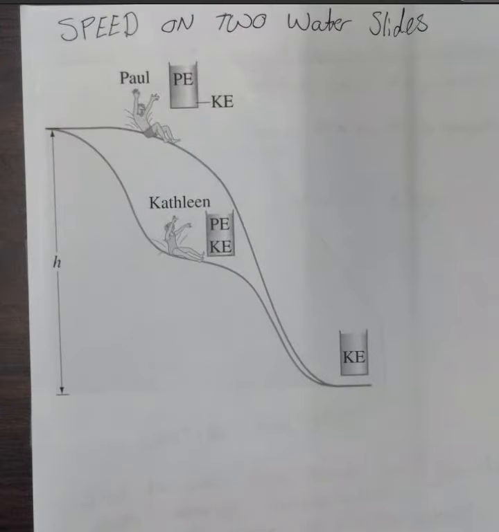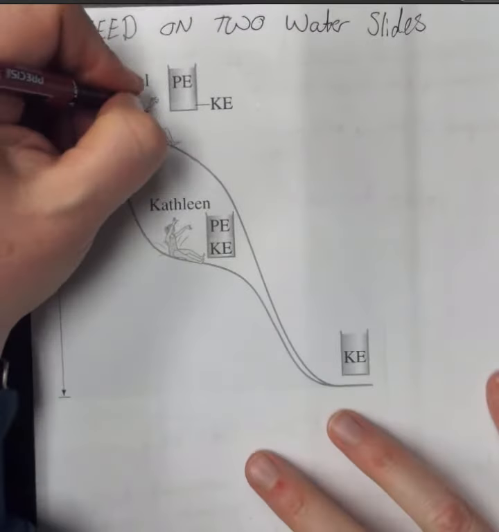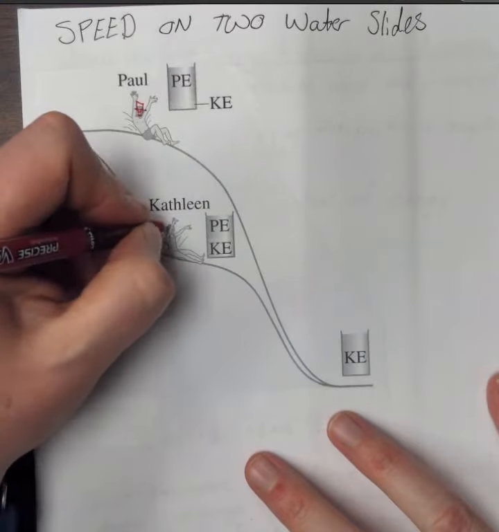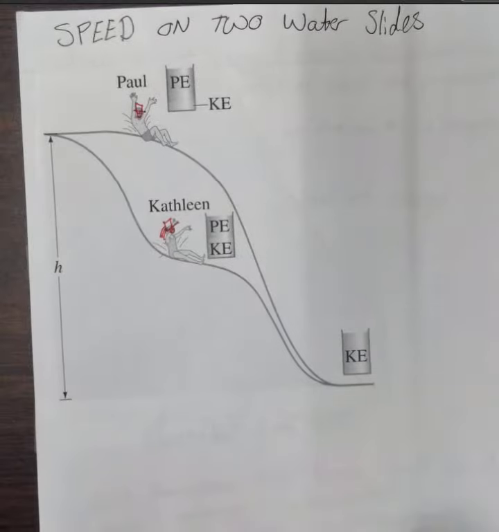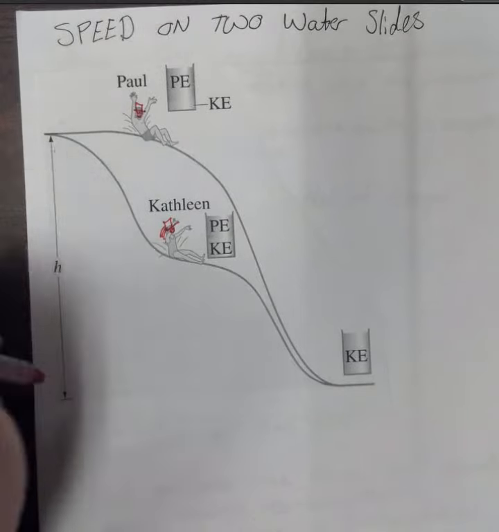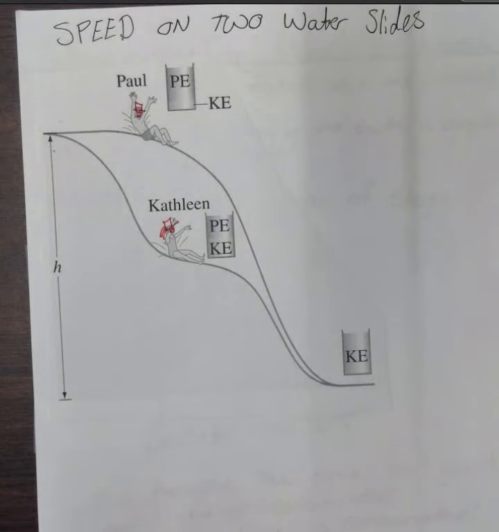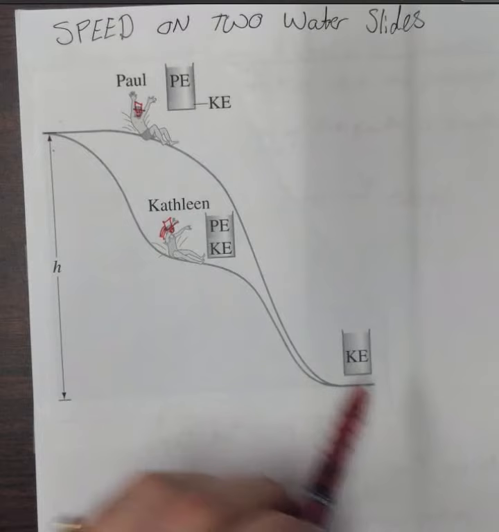So let's look at a conceptual example. An example where we don't necessarily have to calculate anything, but we have to take a look at how the values of potential and kinetic energy change and what that means. Here you see we have on the water slide Benny Paul and Benny Kathleen. And Benny Paul and Benny Kathleen start at the exact same height. So the height that both of these guys start at is the same. And they're the same length from start to stop.